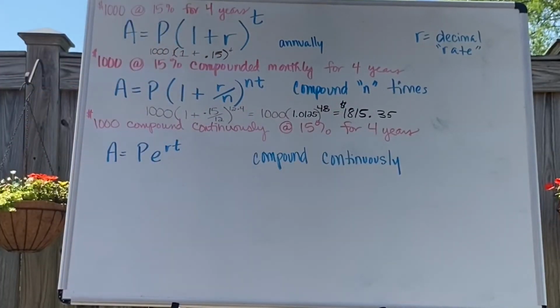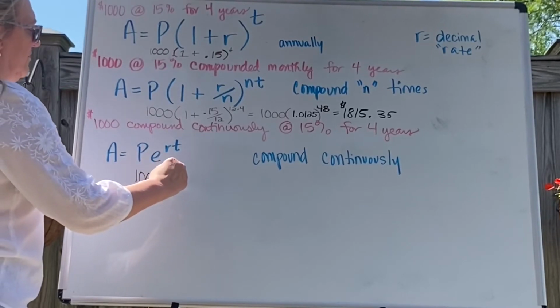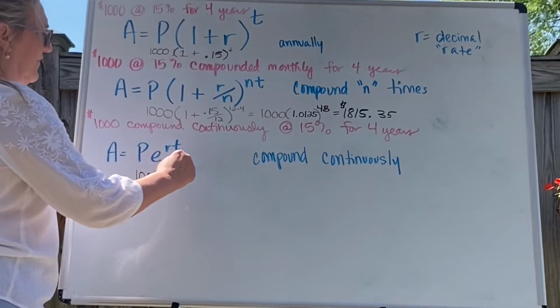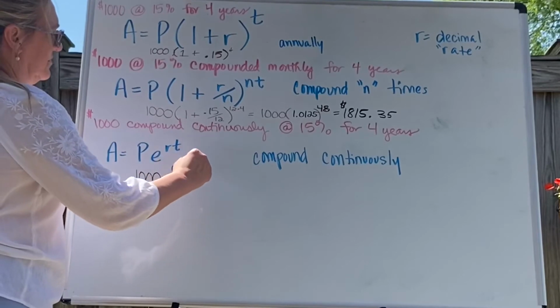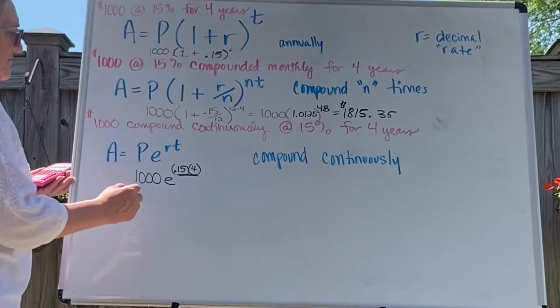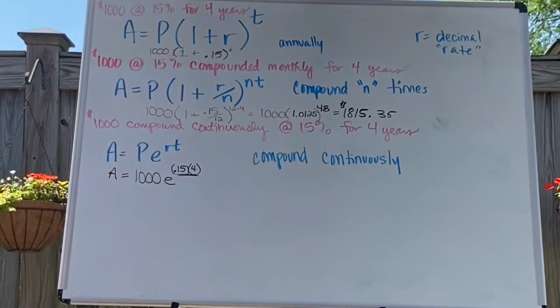Okay, let's go to the last one and see if you can get this one to work. We're going to take $1,000. We're going to multiply it times e. 15% becomes 0.15. T is 4 years. Both of these are exponents. I could go multiply that out and write a number down if you prefer. I'm going to teach you how to do it, just multiplying all of that straight in your calculator.